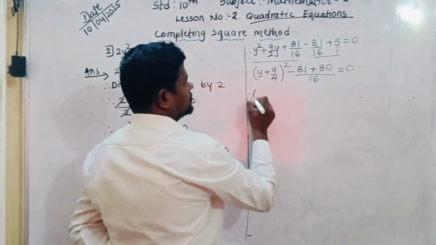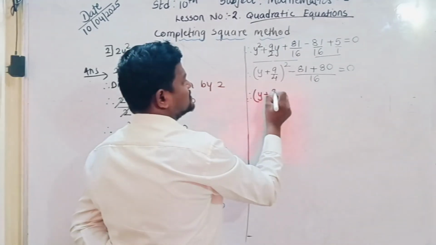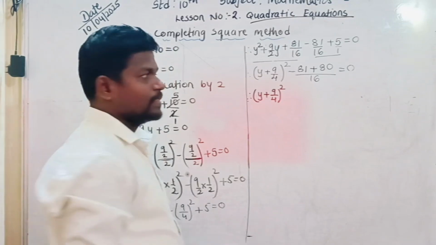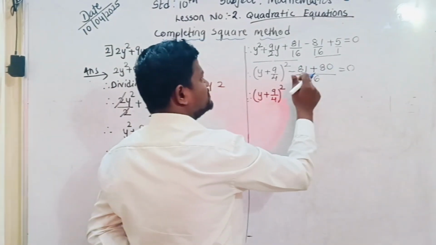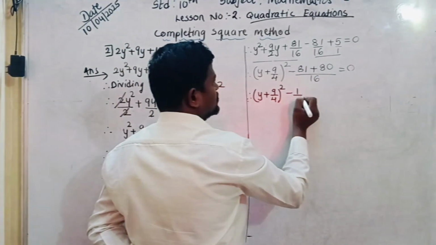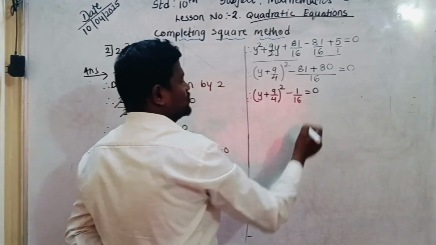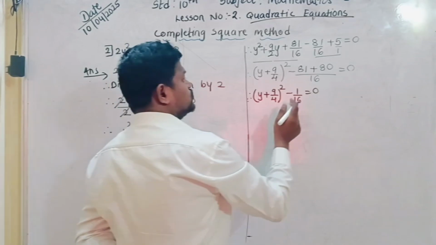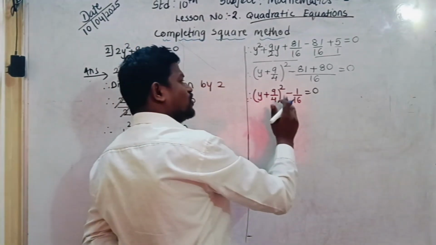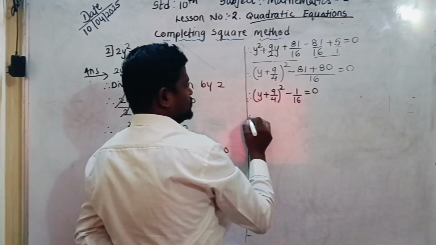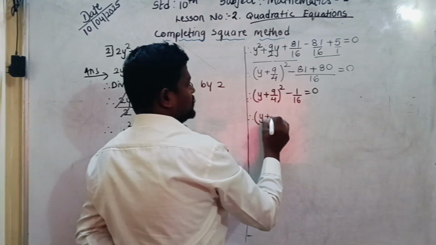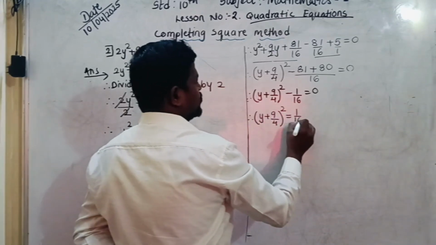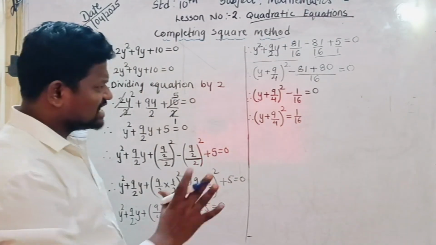So write down (y + 9/4) bracket square. So plus minus, minus bigger number is sign, so minus 1/16 equal to 0. So we have to shift this number to the right side. (y + 9/4) bracket square is equal to 1/16 after changing the sides.